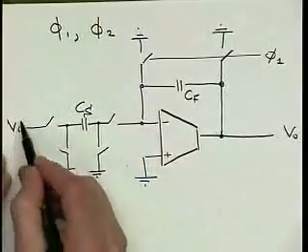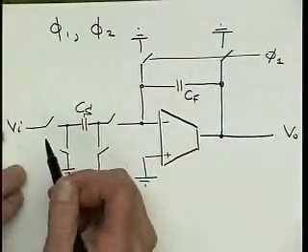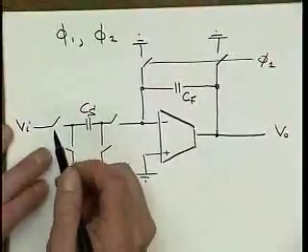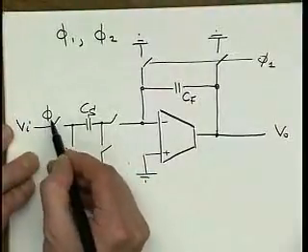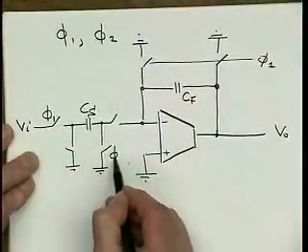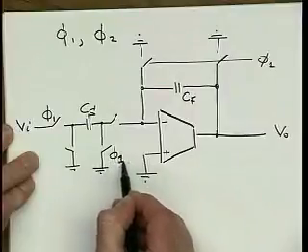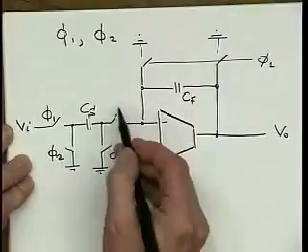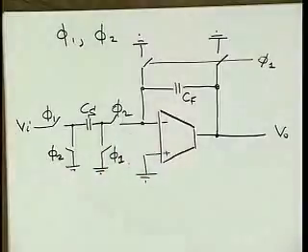So here we have Vi, and then this switch here we also close on phase 1, and this switch we close on phase 1, and this switch here on phase 2, and here also on phase 2. Okay? So now our circuit is complete.